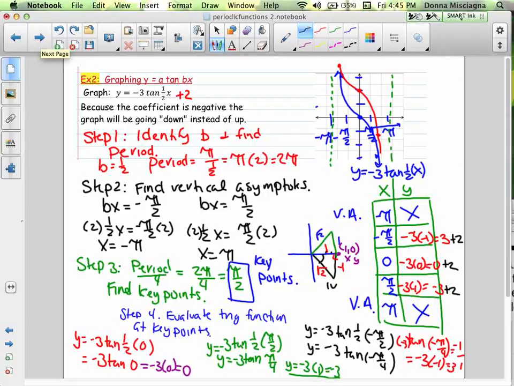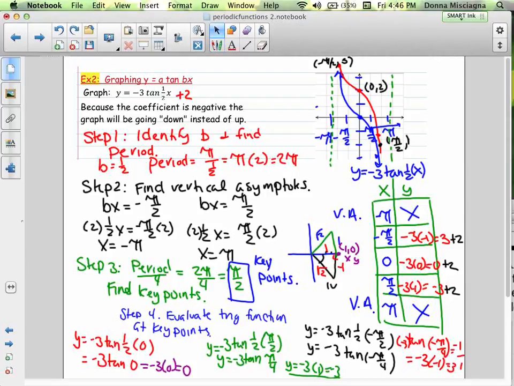So this one here is negative pi halves, 5. This is 0, 2. And the last point here is at, well, it should be right here. And that's pi halves, oh, excuse me, that's 1. That's 1. I'm looking at the wrong value. So that's going to be up here. Pi halves, 1.